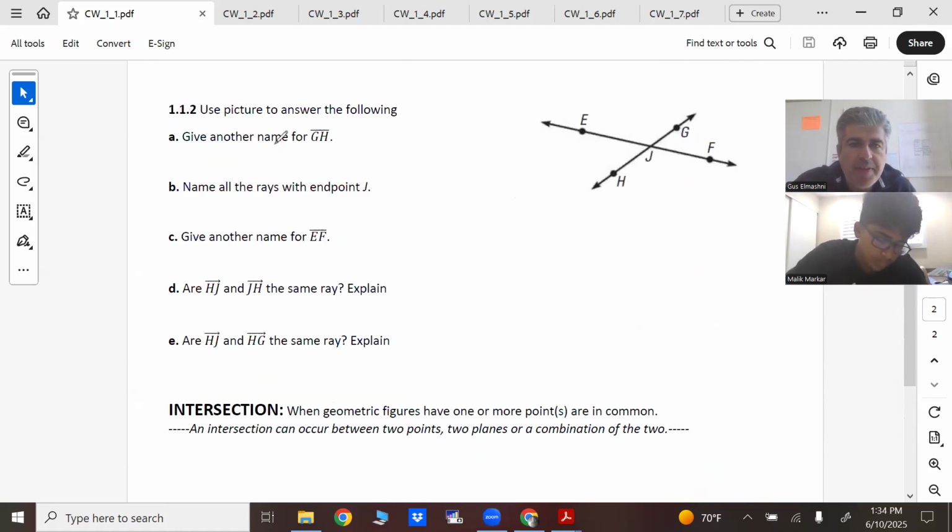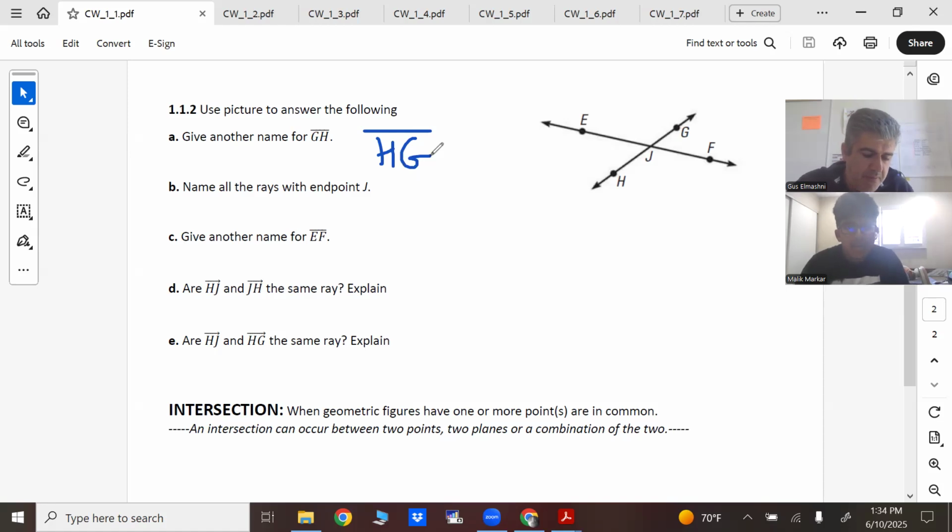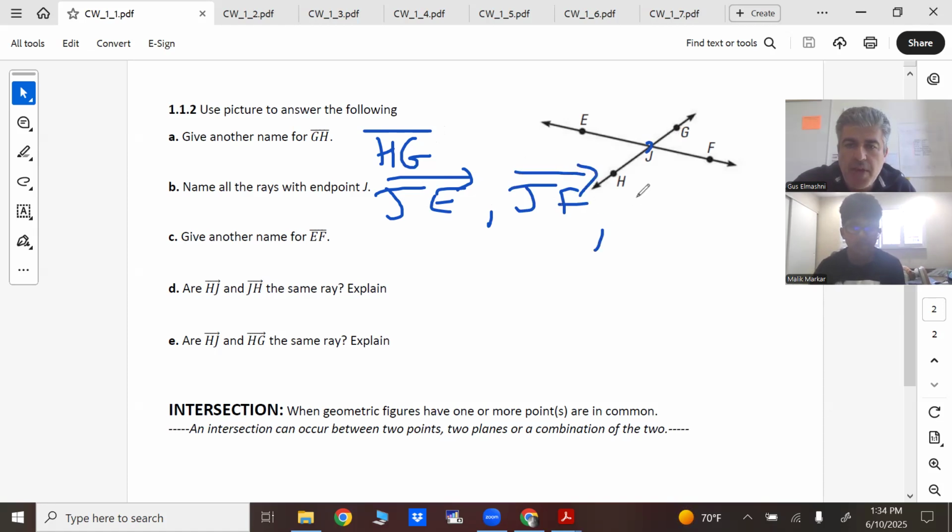So here, what can you say about another name for GH? HG. Yeah, or you say GJ also. Okay, segment. Sorry, I didn't see that. Right, HG. Okay. And then name all the rays with endpoint G. F, E, G, and H. Well, you say JE. J, E, J, G, J, F. Yeah, JF. JG and JH, right?